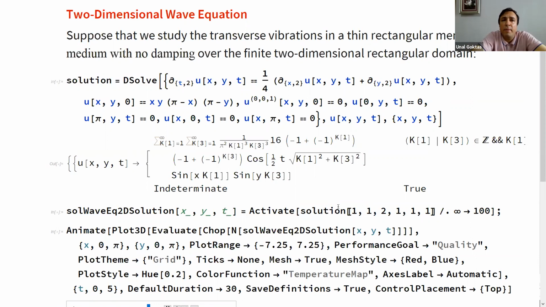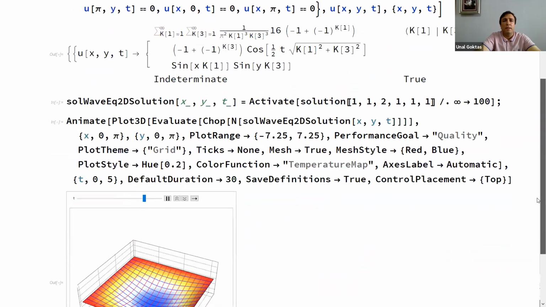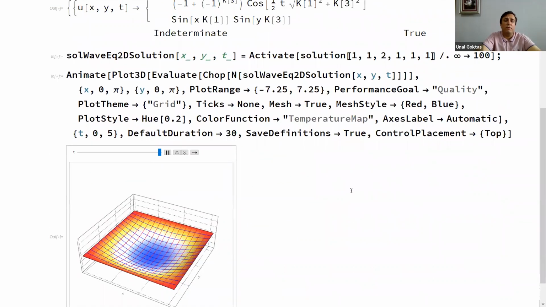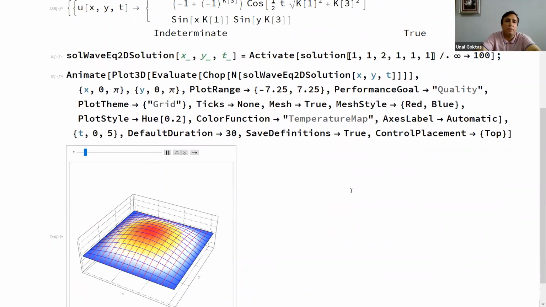Next, we have the two-dimensional wave equation. So the first piece over here is the two-dimensional wave equation in rectangular coordinates, and then we have the initial condition, and the rest are the boundary conditions again. And again, we have a mixture of boundary conditions. And the solution involves a double summation. And if you plot the truncated solution and animate it, the solution will be varying over time like this.